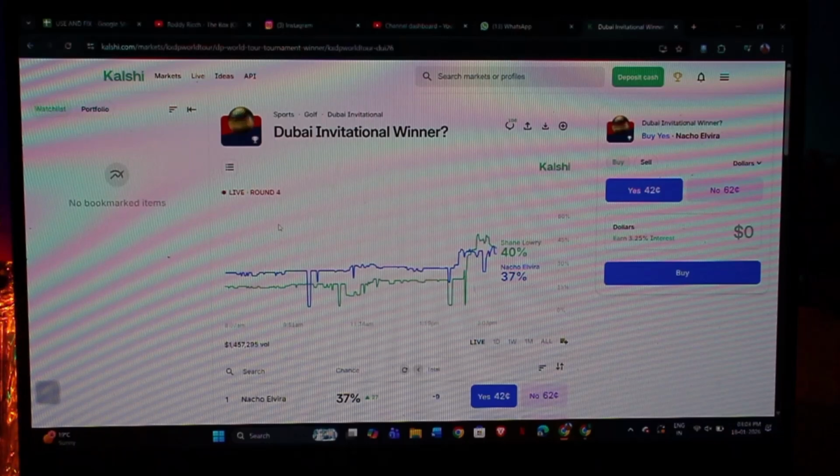Enter how many contracts you want to buy, then click buy. If your prediction is correct, each winning contract pays out $1 when the event ends. You can also sell earlier before the game ends if the price goes up.